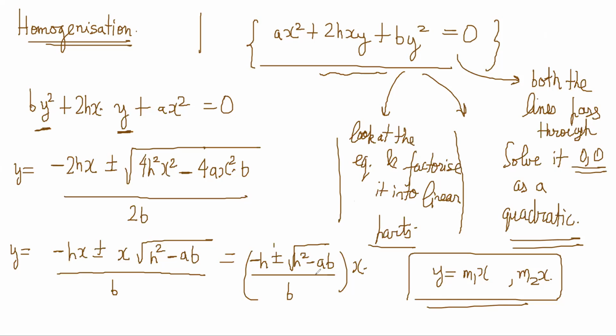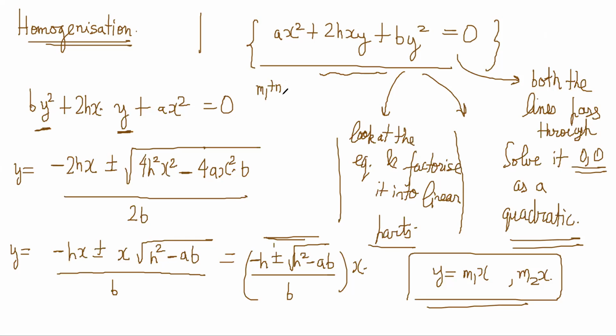And notice that the slopes are still the same, right? There is no difference. It's the same equation only. Nothing has changed. The only thing is that those terms have disappeared, the constant terms. So you still have all of those conditions.